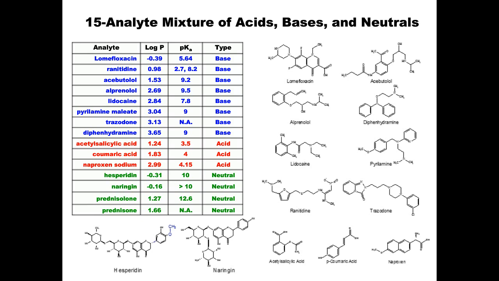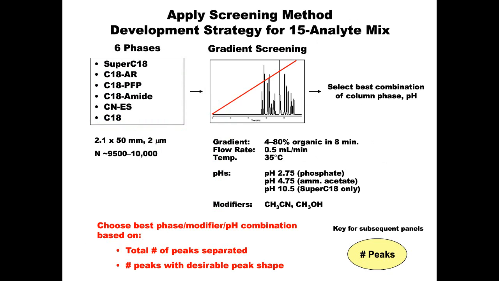And again, we're going to apply, in this case, a 2.1 by 50 millimeter totally porous 2-micron column with plate count around in this range. Again, most of the instruments on the market today, including the best of the best, cannot really give full performance of a column of this volume and efficiency in isocratic mode, but they do perform well in gradient mode.